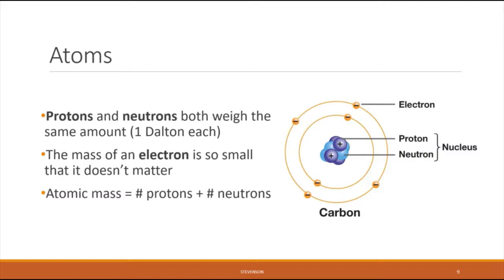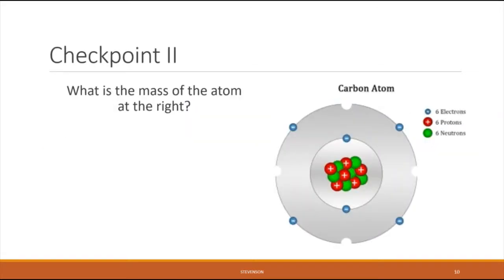So this brings us to our next checkpoint of the lecture. Here we have a carbon atom represented. In this case, we have the electrons in blue, we have the protons in red, and the neutrons in green. What I want you to do is tell me in Daltons what is the mass of this atom right here.